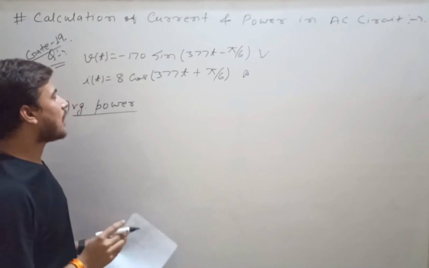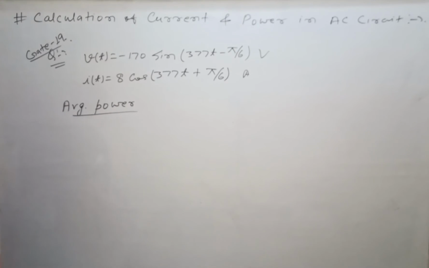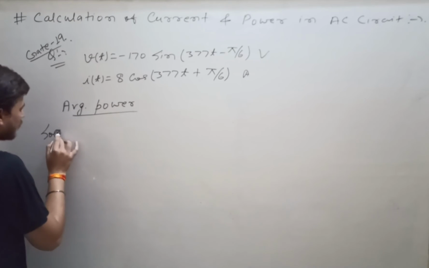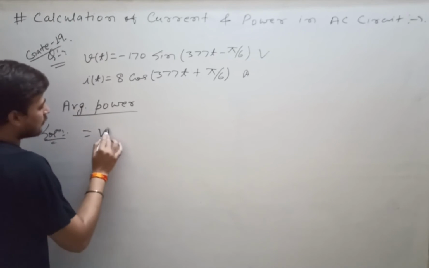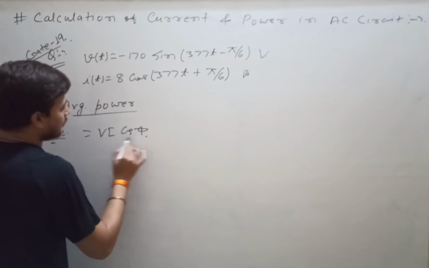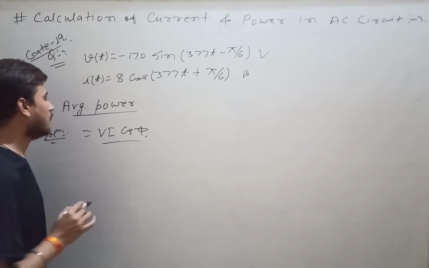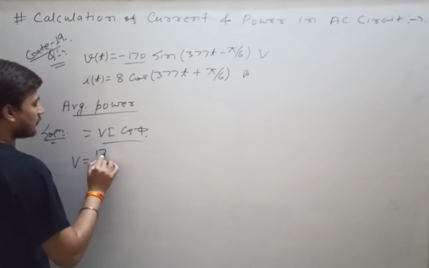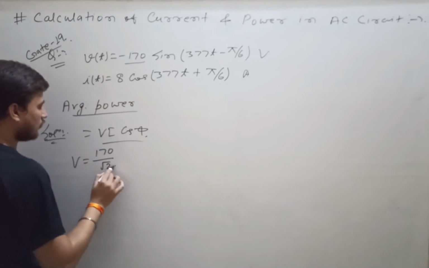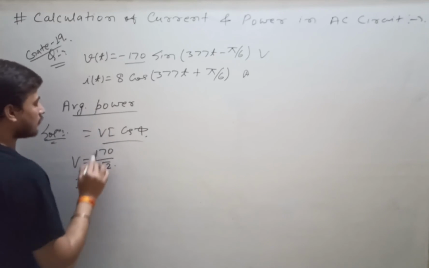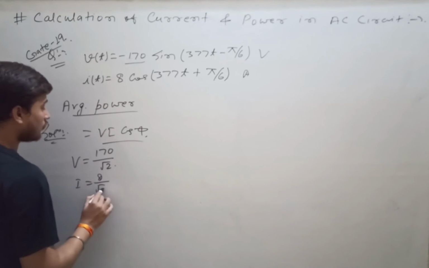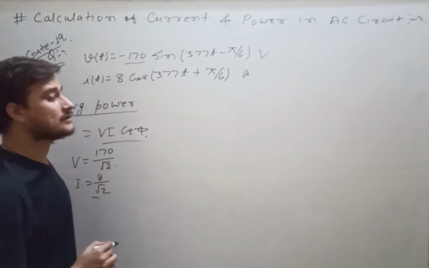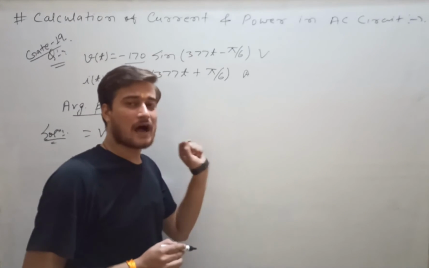So how to find the average power consumed by the load? Come to the solution. Average power will be V I cos phi. If you write V as the RMS value, it will be nothing but 170 divided by root 2. Similarly, I will be equal to 8 divided by root 2. Now you have to find the phase difference. So let us see how to find the phase difference.